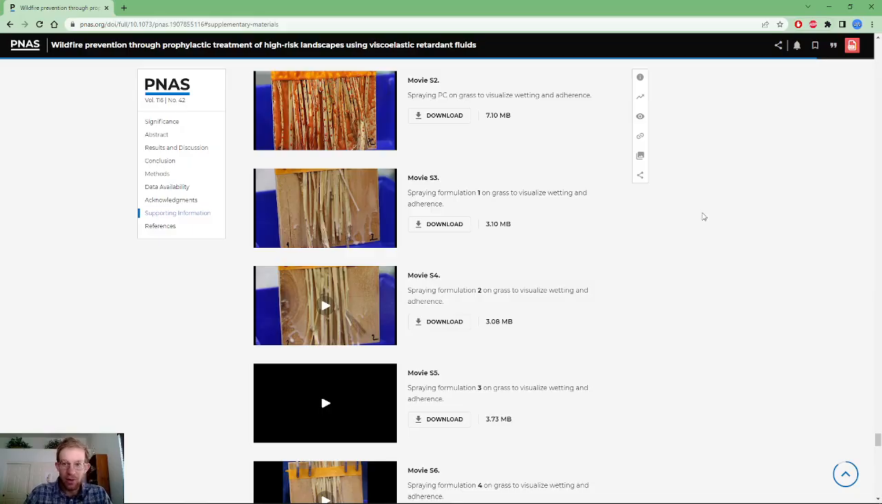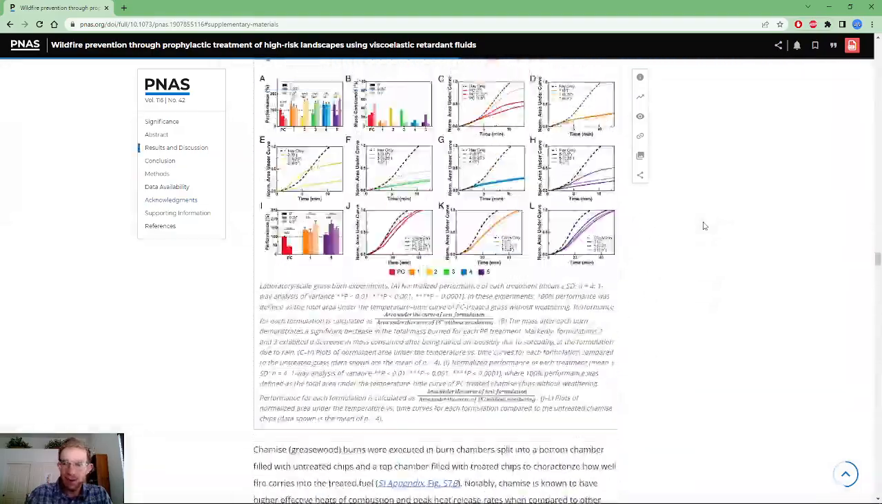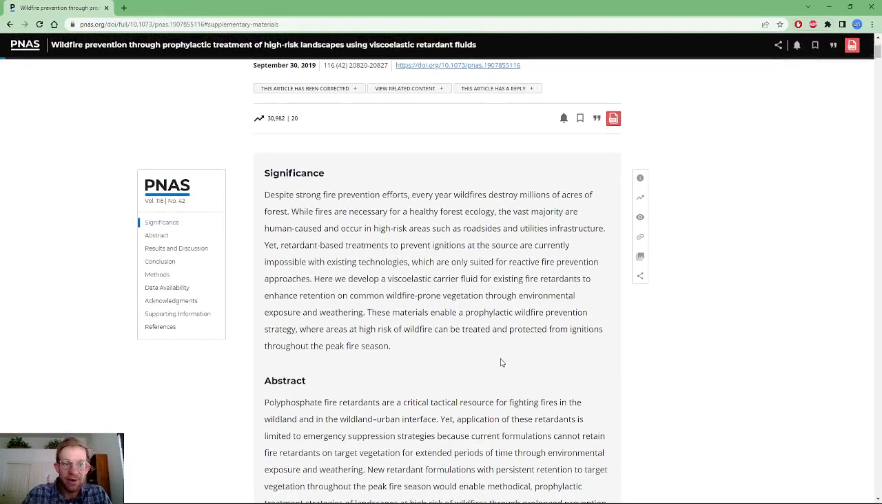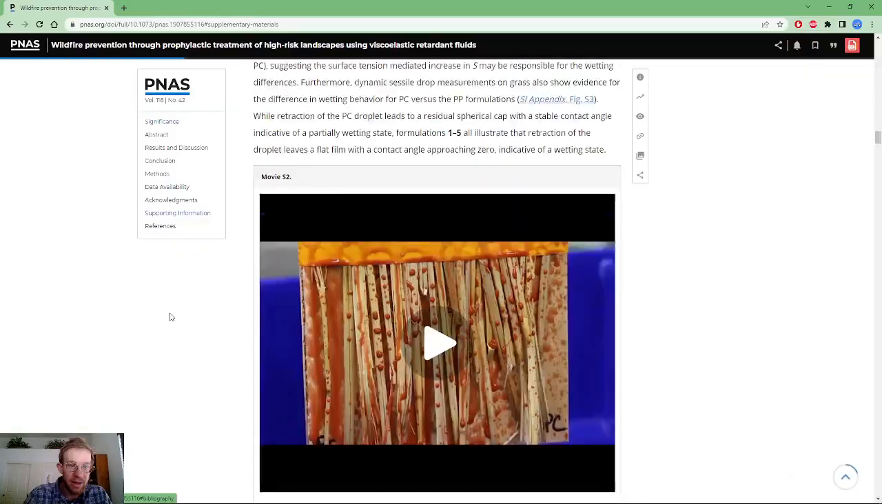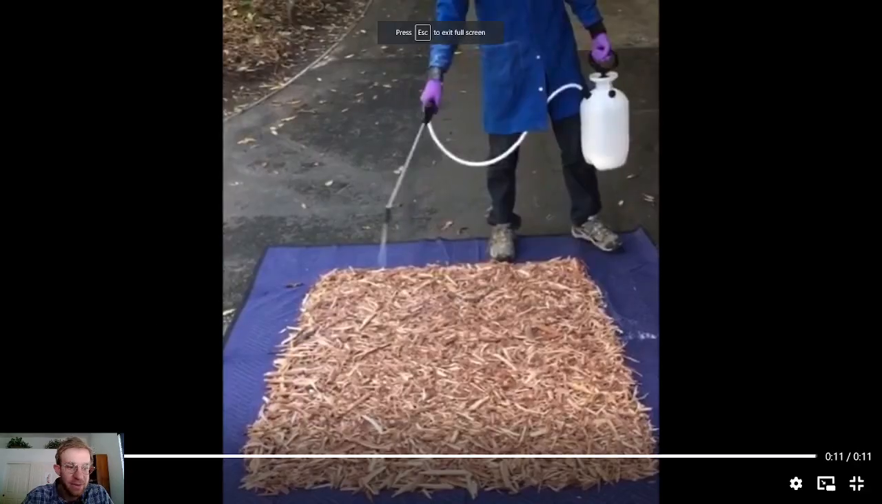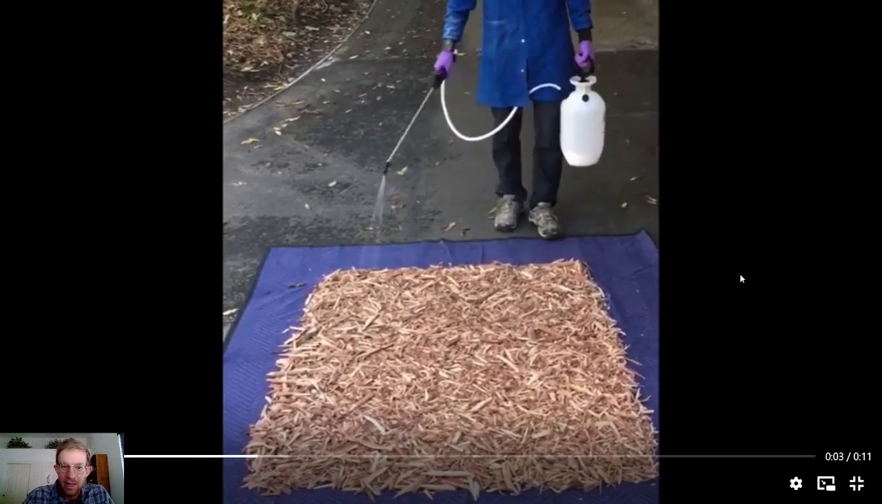Okay, so here we're on the web page for the paper. So if you go to the paper, it's up here. This is what it would look like if you were to Google it and click on the first link. You can go to supporting information, and that's where all these videos are. So how this stuff is applied. It's not so viscous that it can't be sprayed onto plants. So the idea here is that this stuff would be sprayed onto plants like so. So there's just this person spraying this stuff directly onto wood chips.